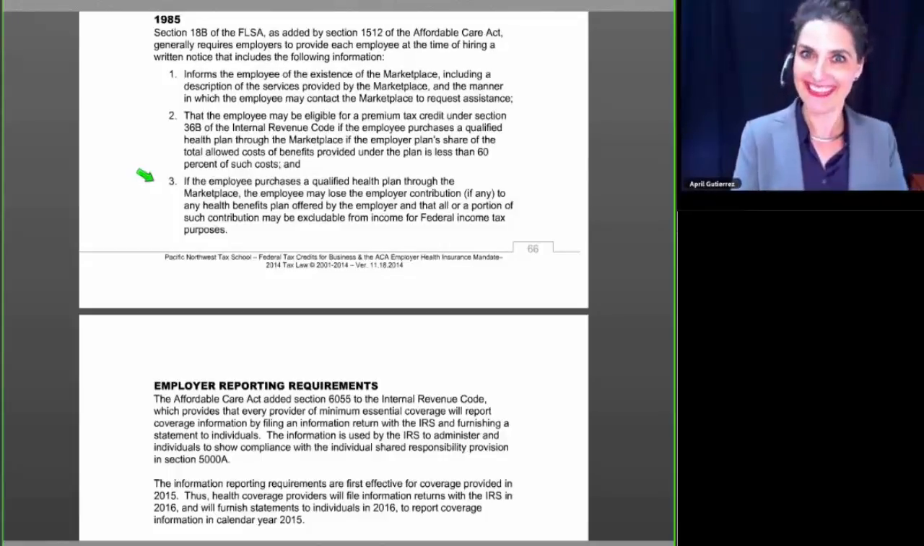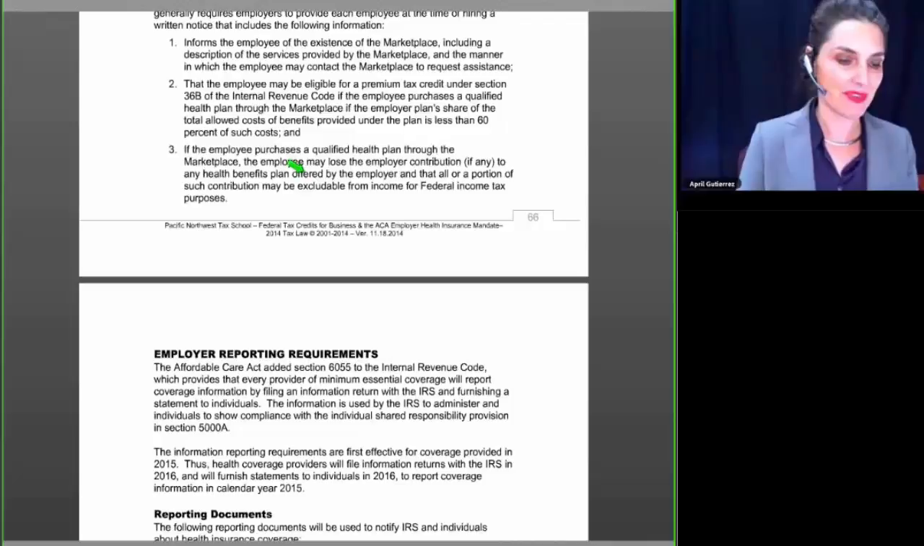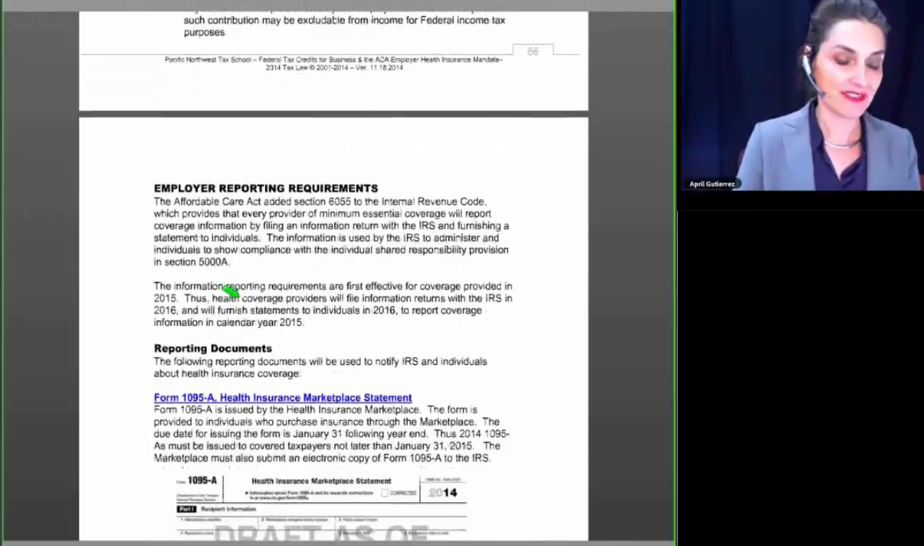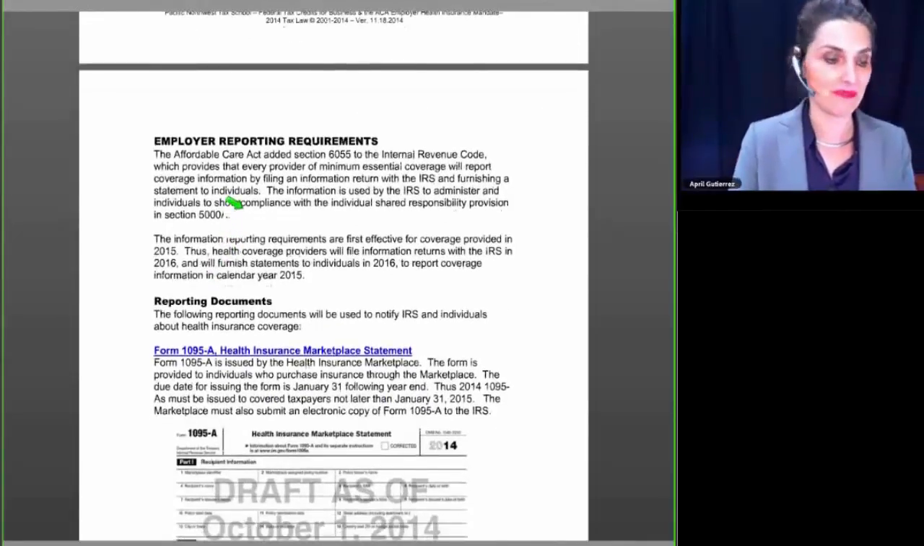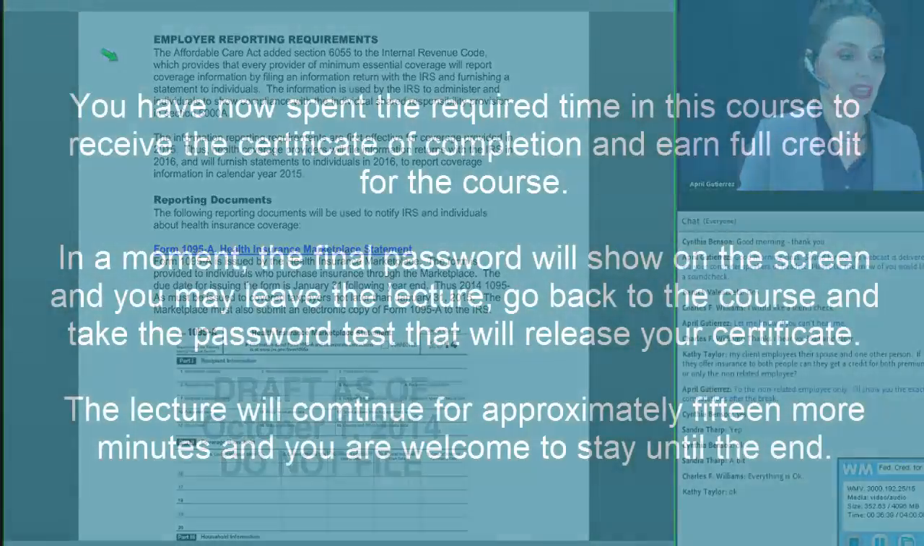Did you get all that? So I haven't actually seen an illustration of a particular notice like this. I'm sure there's some out there. But actually, we need to be thinking about our own employees if we have them, providing them with a mechanism for informing them about the marketplace so that they can go there and buy their coverage. It should be in writing.